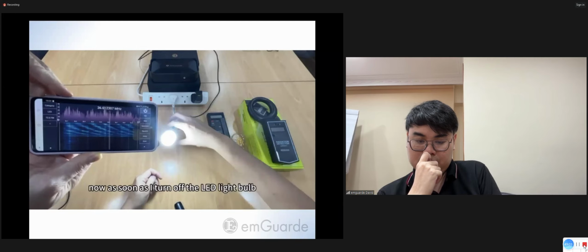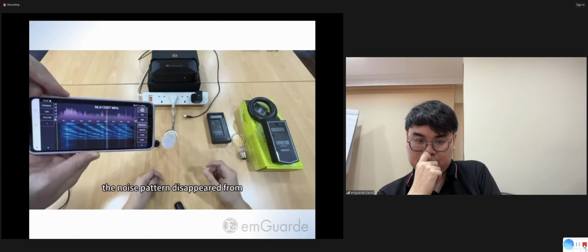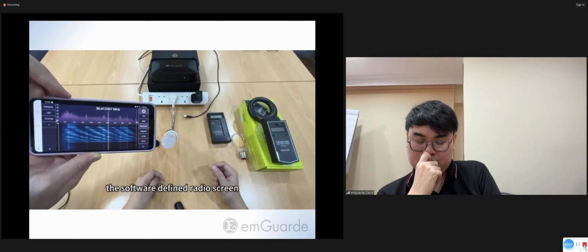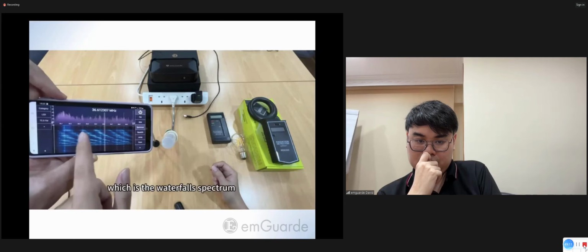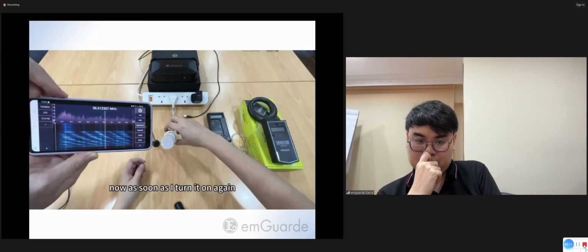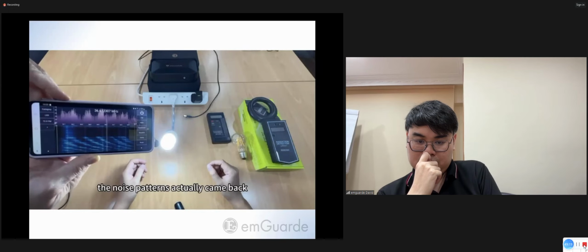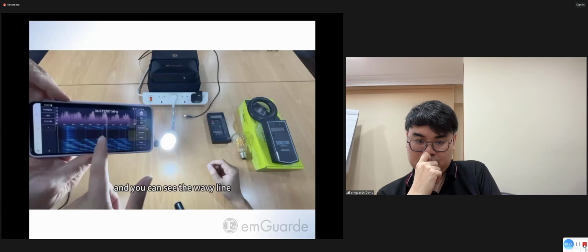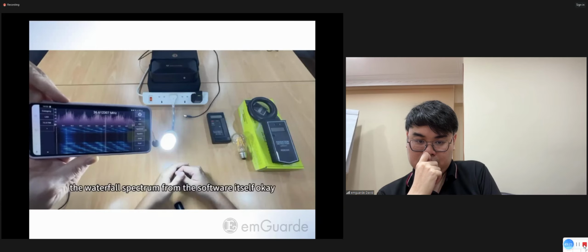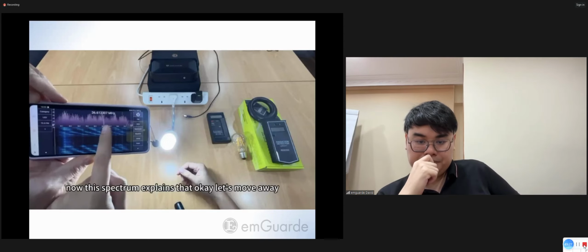Now, as soon as I turn off the LED light bulb, the noise pattern disappeared from the software-defined radio screen, which is the waterfall spectrum here. Everything goes blank, okay? Now, as soon as I turn it on again, if you notice, the noise pattern actually came back, and you can see the wavy line continuously flowing down from the waterfall spectrum from the software itself, okay?